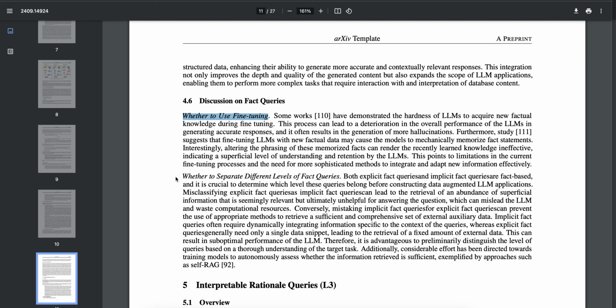So yeah, whether to separate different levels of fact queries, that is completely, I would say, optional to the client or organization that you are dealing with. But I would say this can result in suboptimal performance of the LLM. Therefore, it is advantageous. Definitely, it is advantageous. But I would still say this is totally based on the client you are dealing with, because sometimes you have multiple types of queries coming to you. Maybe some are mathematical. Maybe some are, you can say, customer support queries. So you need to deal with them accordingly.